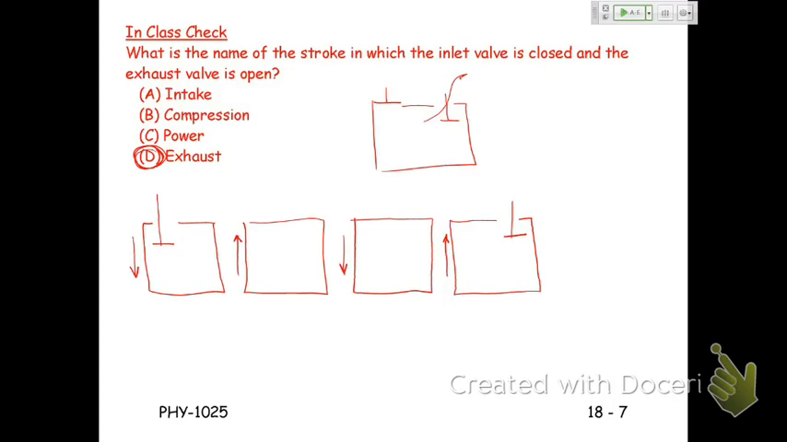I'd like you, from the hints of this valve is open or this valve is closed, this piston is moving that way, to know what stroke it is. So for instance, on the power stroke, both valves are closed, but the piston is moving down. Okay. That kind of thing.